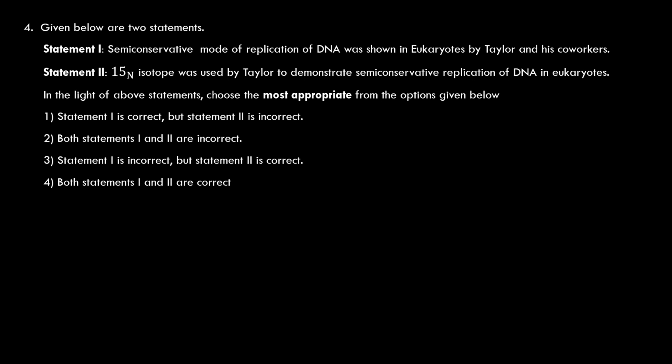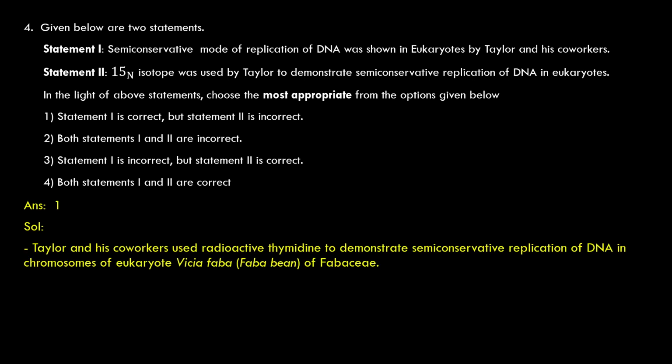So saying N15 isotope was used by Taylor to demonstrate semi-conservative replication of DNA in eukaryotes is wrong. Statement 1 is correct, statement 2 is incorrect. The first option must be the correct one. Taylor and his co-workers used radioactive thymidine to demonstrate semi-conservative replication of DNA in chromosomes of the eukaryote Vicia faba, faba bean of Fabaceae, which can also be called broad bean.